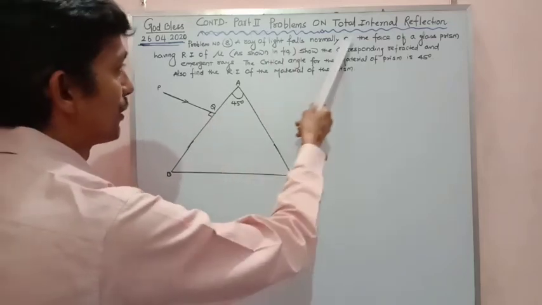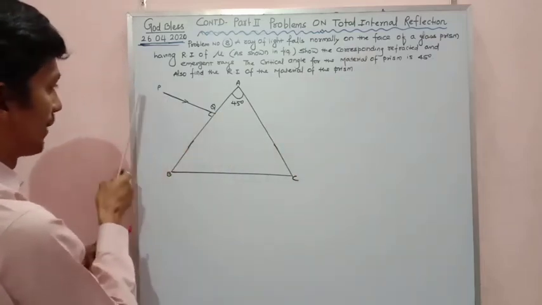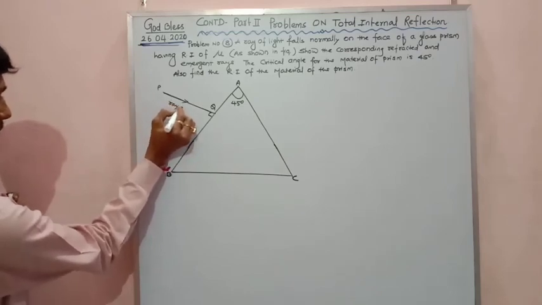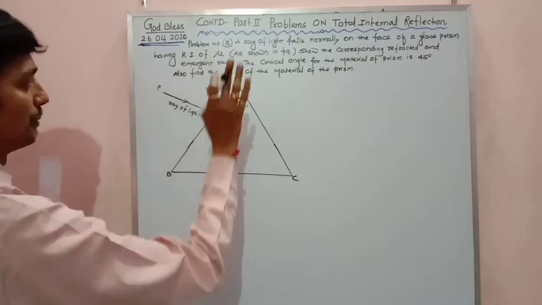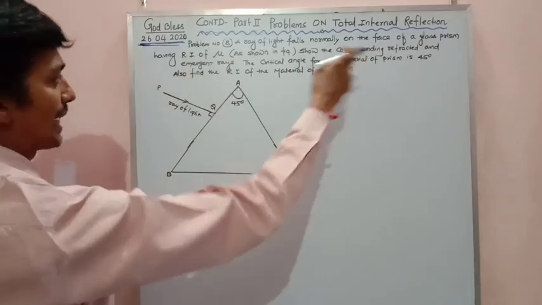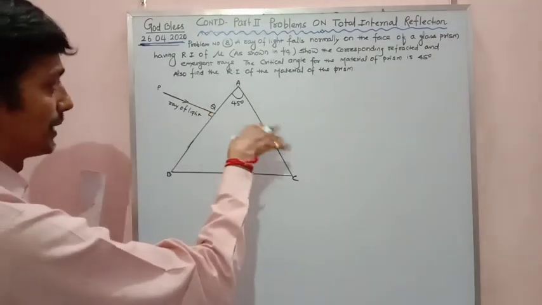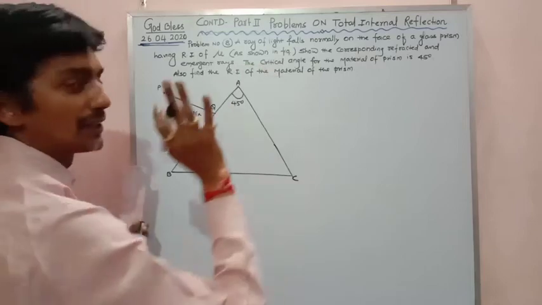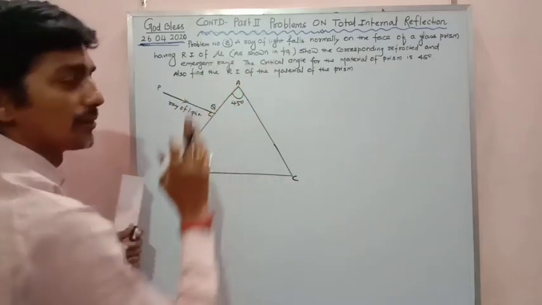A ray of light falls normally on the face of a glass prism. Here it is, the ray of light. So this is a ray of light, and it is falling normally on the glass prism of refractive index mu. Show the corresponding refracted and emergent ray. So the corresponding refracted and emergent ray we are supposed to show. The critical angle for the material of the prism is 45 degrees, it is given, and we are supposed to find this mu value also, the refractive index also.